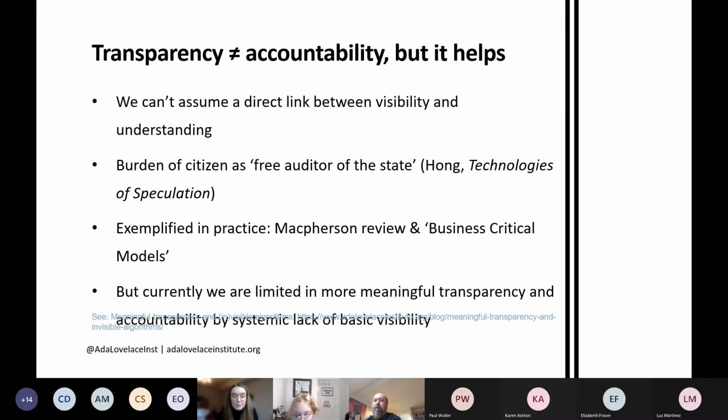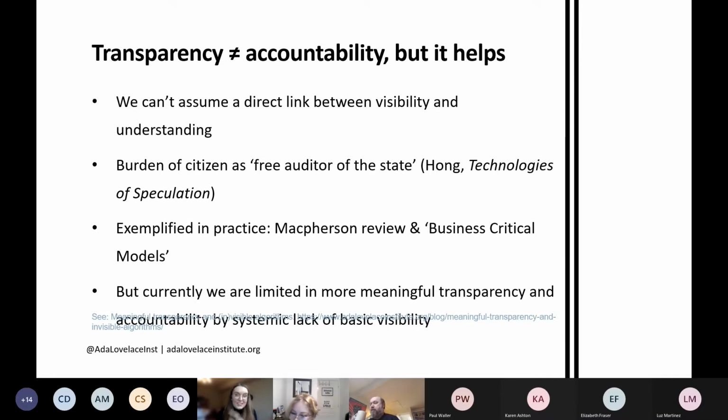And we can see that in practice. So, for instance, the 2013 Macpherson Review called for the publication of lists of business critical models by government departments, which is a really promising move to help in that, though there are some challenges around what exactly counts as a business critical model, which I'll touch on a bit later. But we also see that when the follow-up 5-year progress review was conducted, most of those lists hadn't been updated since 2014. So there are challenges in implementation of that transparency. The mechanisms themselves don't necessarily take us the whole way.